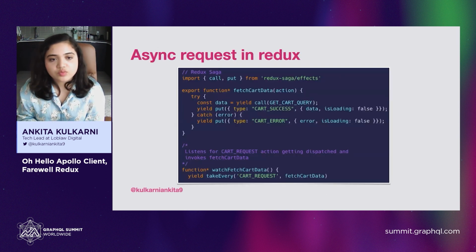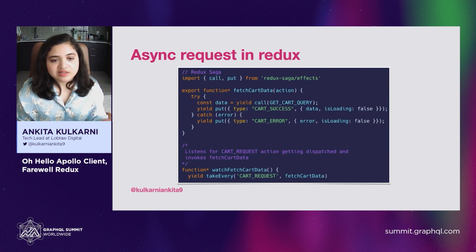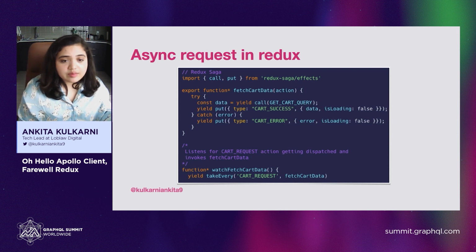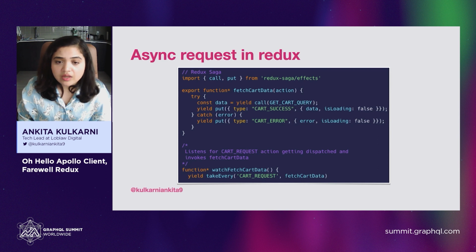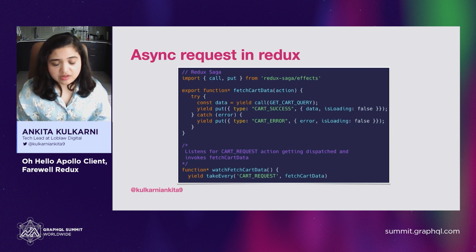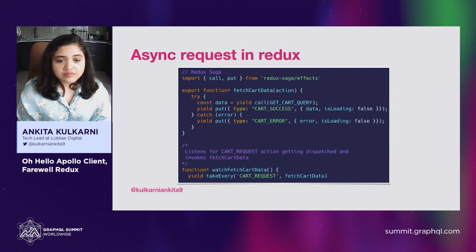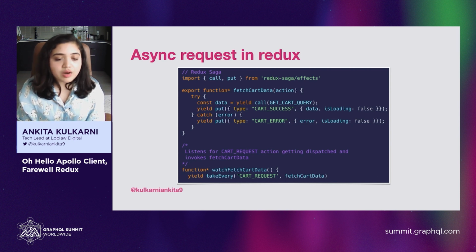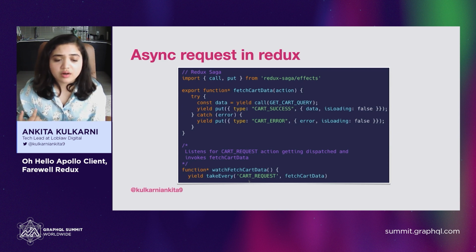So this is what an asynchronous request would look like in a Redux application. This is a Redux Saga example. As you can notice, you're able to fetch the cart data. Get cart query is something that is defined for the cart query itself, and you can dispatch an action like cart success. If there's an error, you dispatch cart error. And at the bottom here, we also have a watcher, which watches all our requests.